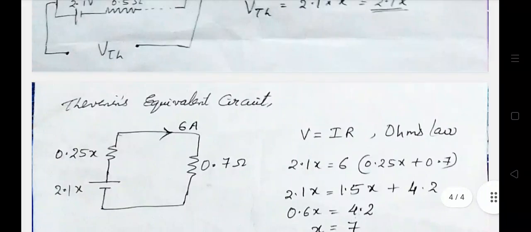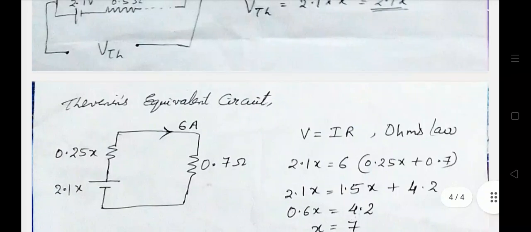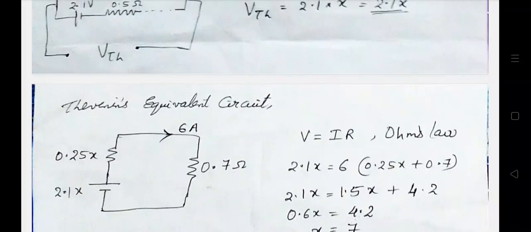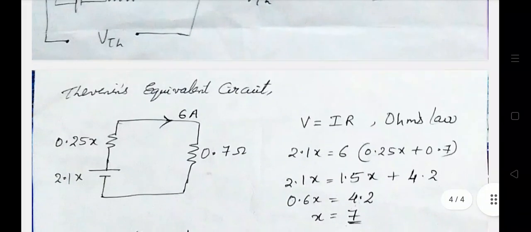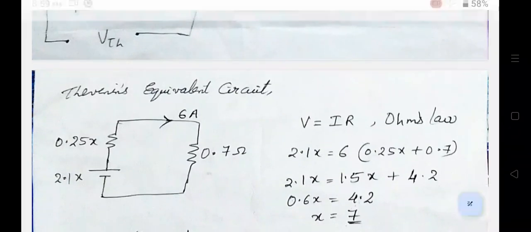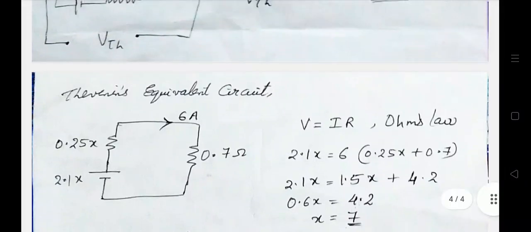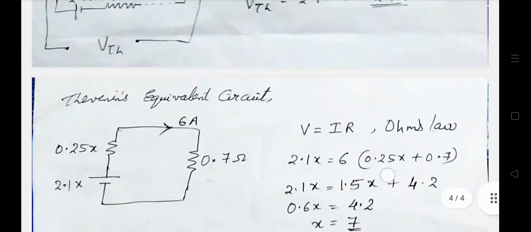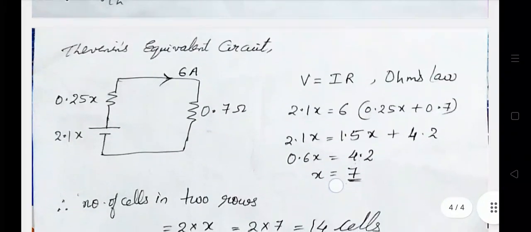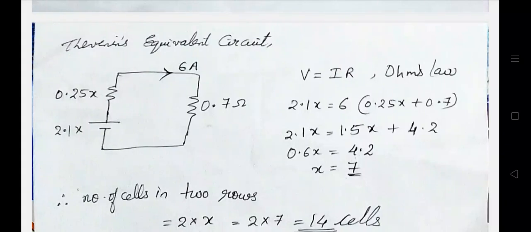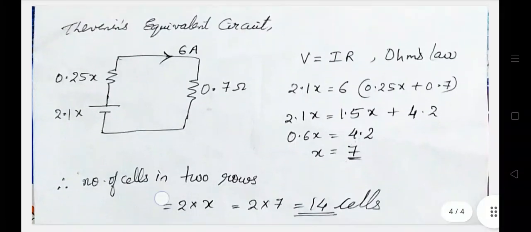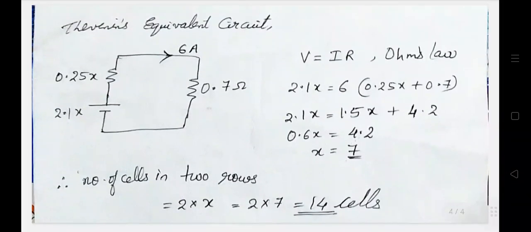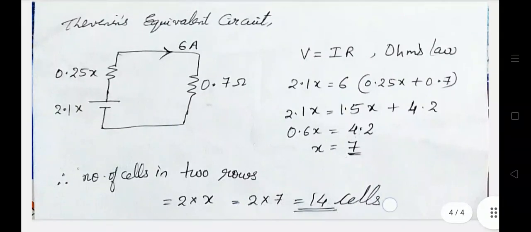VTH is 2.1x, RTH is 0.25x, and the external resistance is 0.7 ohm and 6 ampere is flowing. By Ohm's law, V is equal to IR. Therefore, V is 2.1x, I is 6 ampere and total resistance is 0.25x plus 0.7. On solving this, we will get x equal to 7. We took the cells in one row as 7. That means the number of cells in both rows together is 2 times x, that is 2 into 7, 14 cells.